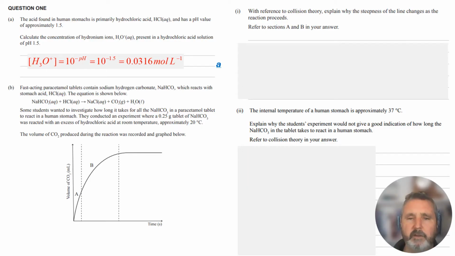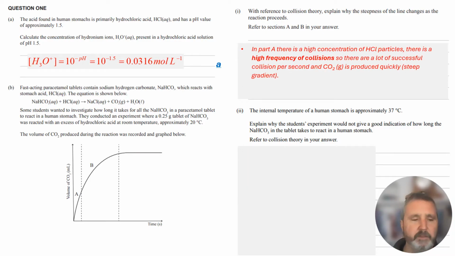Right, so in section A, there is a high concentration of hydrochloric acid particles. That means there will be a high frequency of collisions, or you could say there are lots of collisions per second. High frequency collisions is a nice statement we can put in here. So there are a lot of successful collisions per second, and we will have a quick reaction and a steep gradient. So I've kind of explained A.